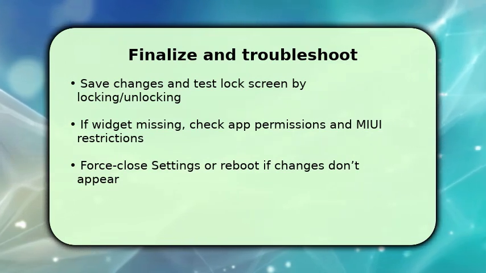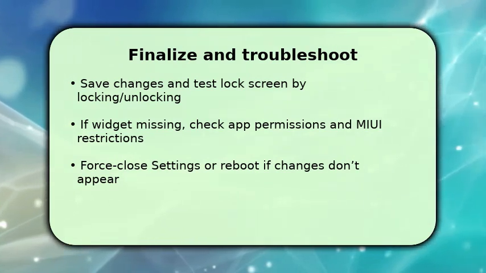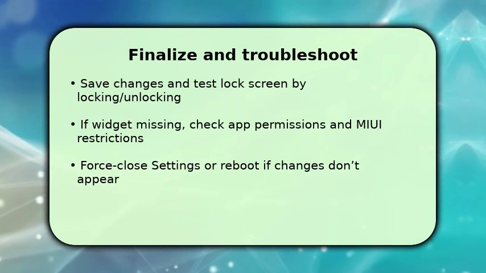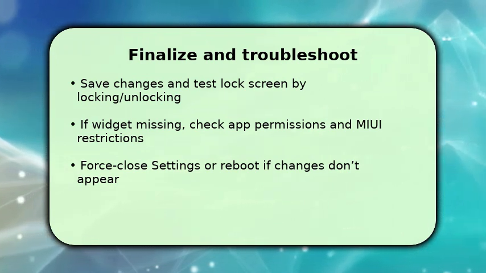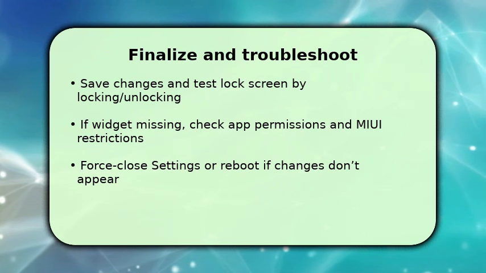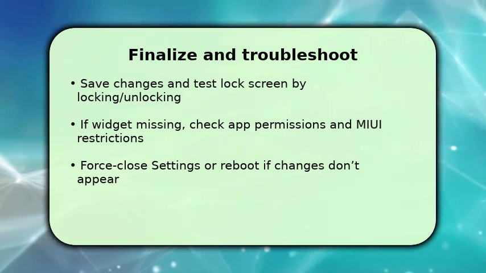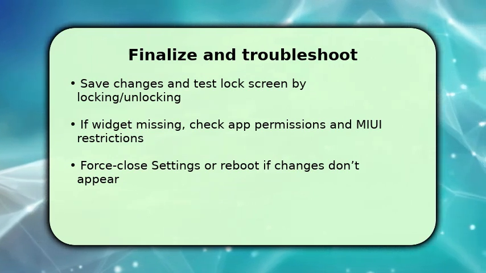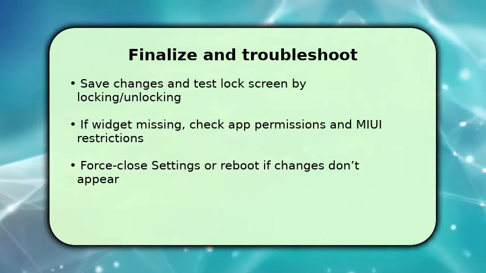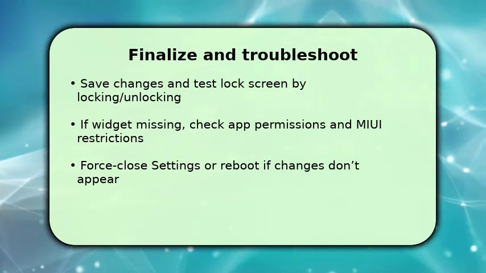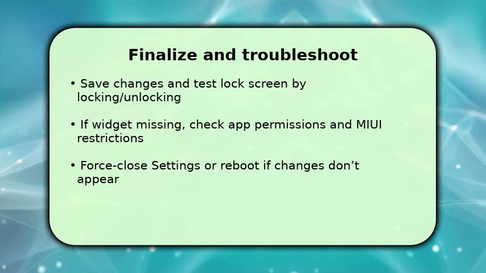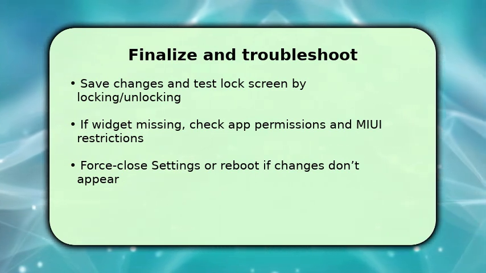Lock the device and wake the screen to confirm widgets show and respond. If a widget is missing or blank, make sure the associated app has lock screen and notification permissions, and disable battery optimization for that app. Once done, force close settings or reboot the phone to clear UI cache if widgets don't update. If problems persist, remove then re-add the widget. This refresh often resolves conflicts caused by MIUI restrictions or app updates.